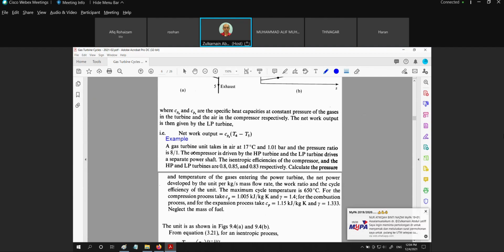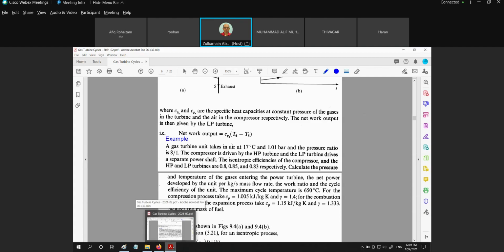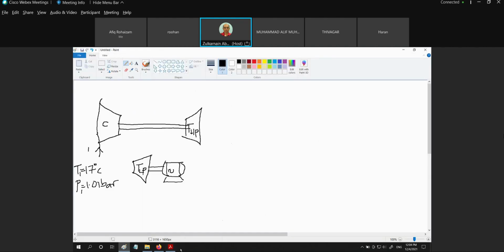The pressure ratio is 8. So this pressure ratio should be our overall pressure ratio, which is the maximum pressure divided by the minimum pressure. So where do you think our minimum pressure is? And where is our maximum pressure?